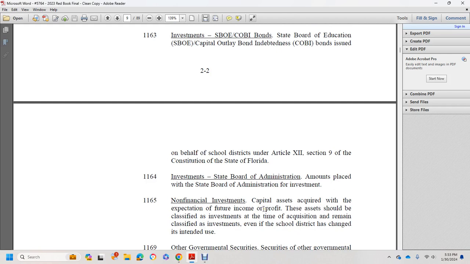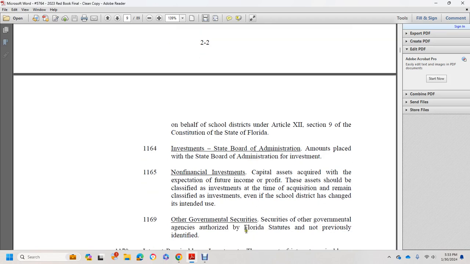1165, Non-Financial Investment. Capital assets acquired with the expectation of future income or profit. The assets should be classified as investments at the time of acquisition and remain classified as investments even if the school district has changed the intended use.